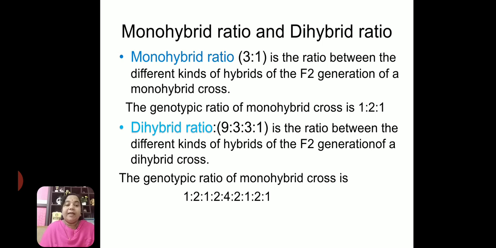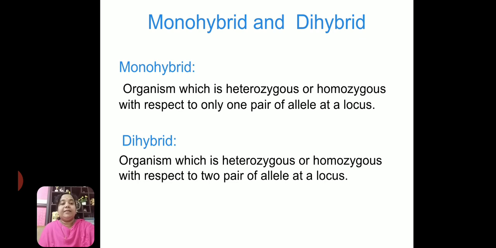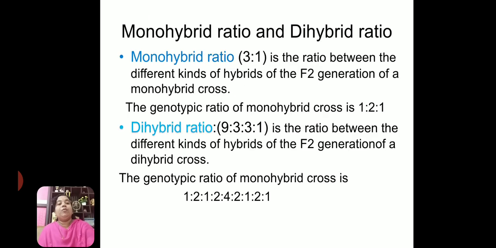Then coming to the dihybrid ratio. The dihybrid ratio is 9:3:3:1. In dihybrid, there are two pairs of alleles. Since there are two pairs of alleles, in the F2 generation we get 9 plus 3 plus 3 plus 1, so 16 organisms will be formed.